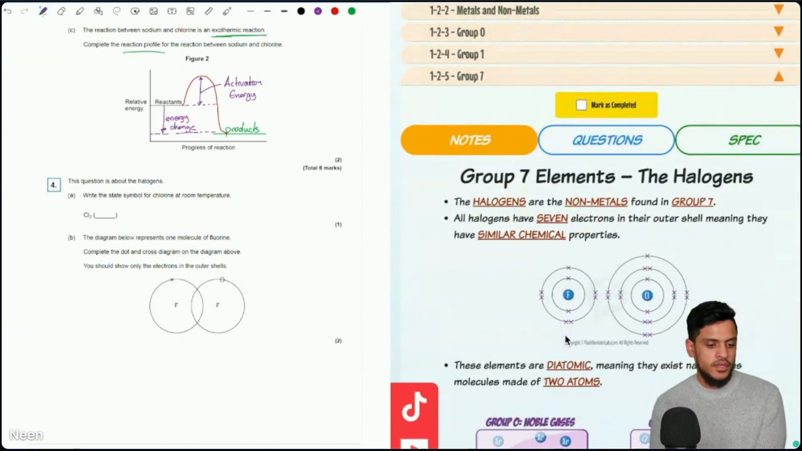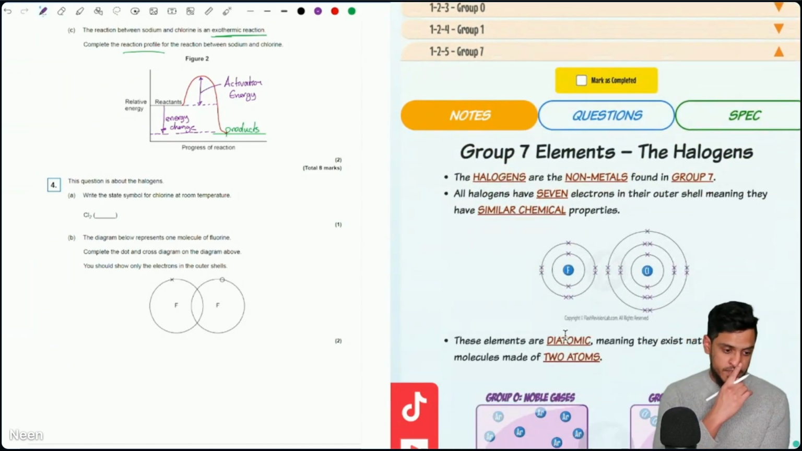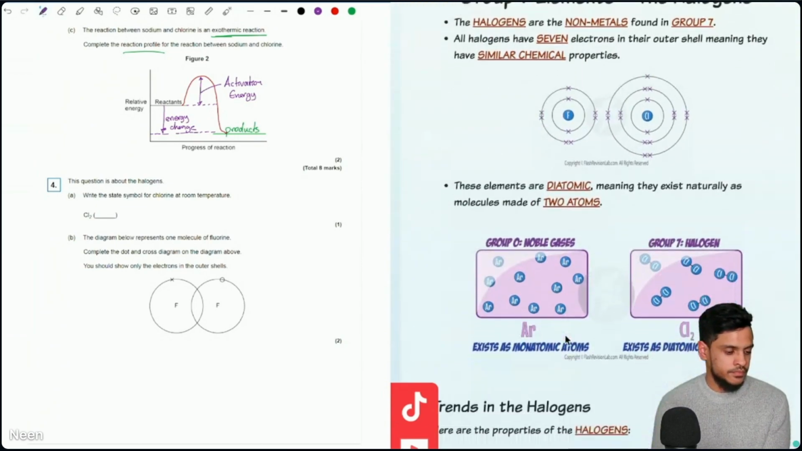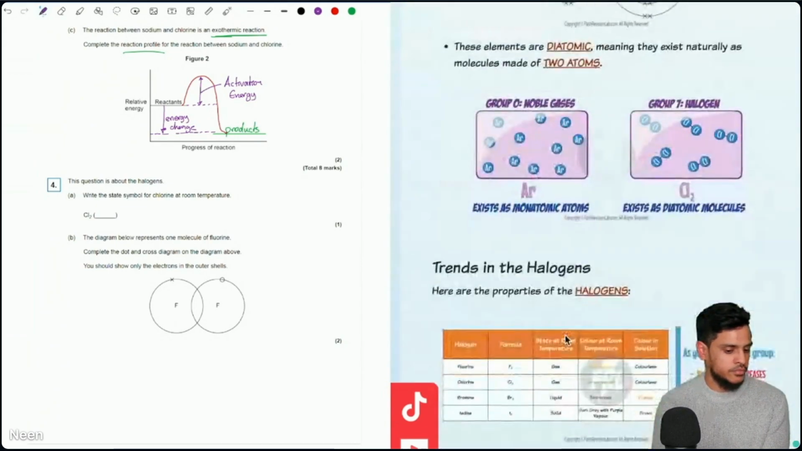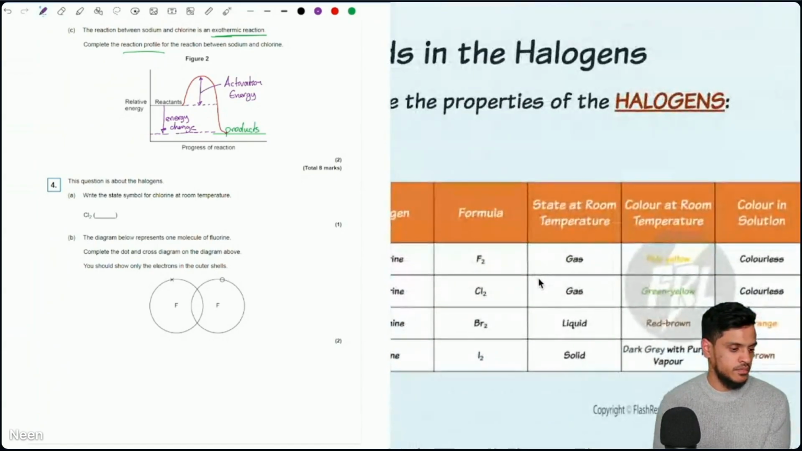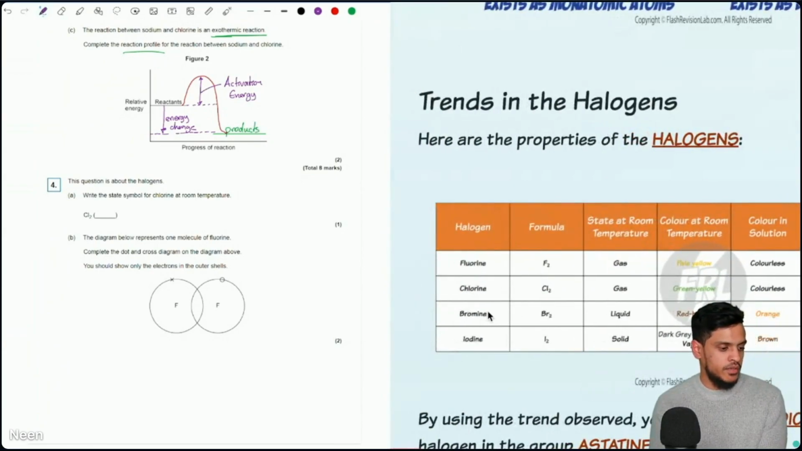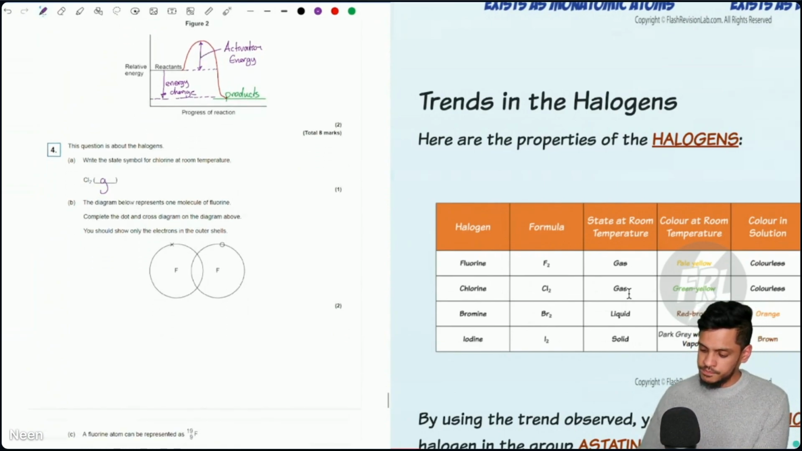So you need to know the properties of all the group 7 elements. No one sure? Here we go. So we've got fluorine, chlorine, bromine, iodine. Fluorine and chlorine are both gas. Bromine is liquid and iodine is solid. So the answer for this one is gas. Yep. And it says write the state symbol. So you don't write gas. If you write gas, you don't get the mark. You have to write G for gas.